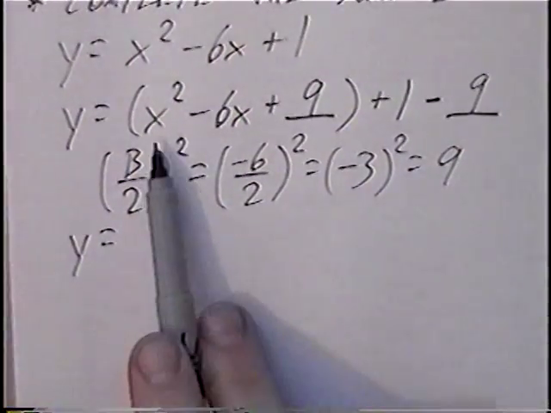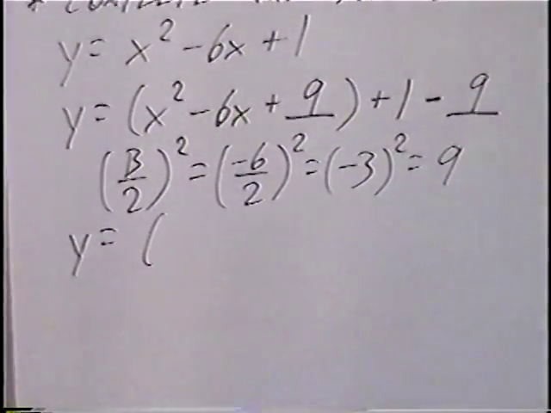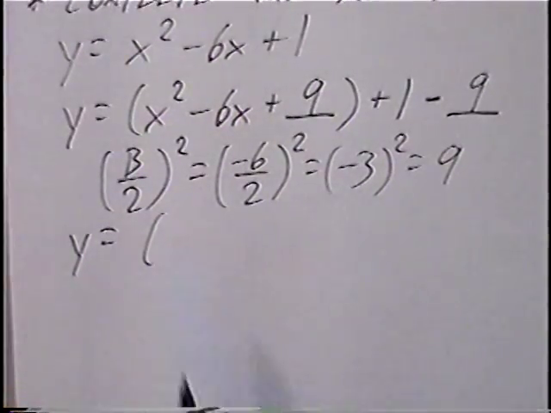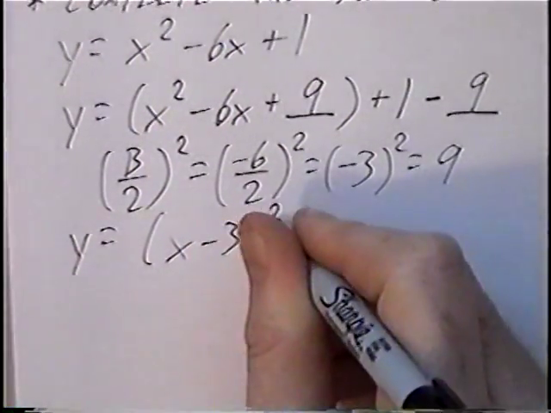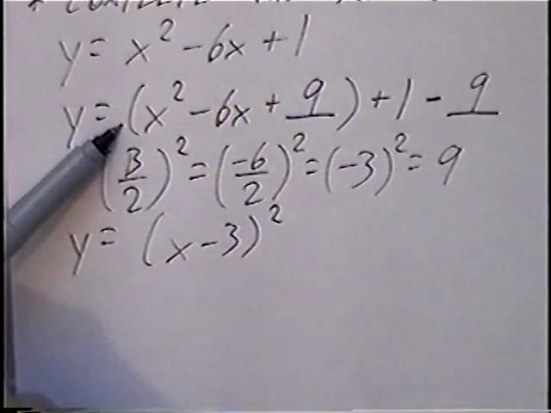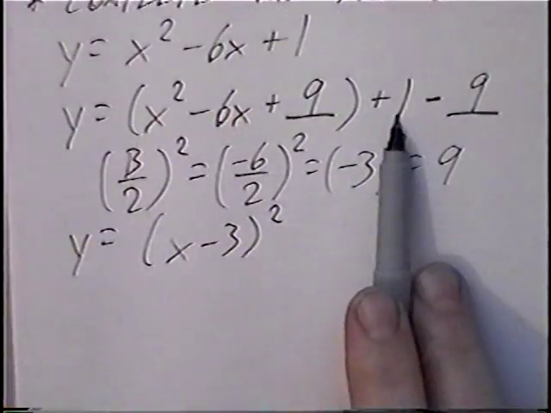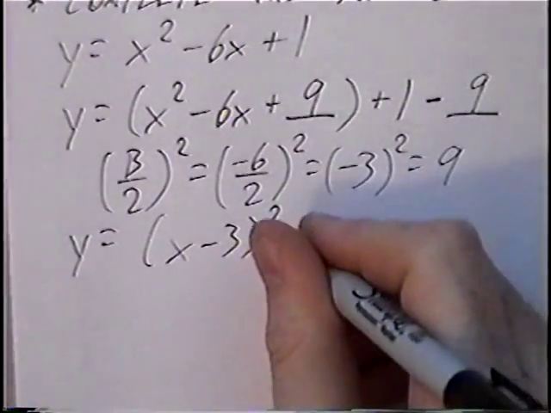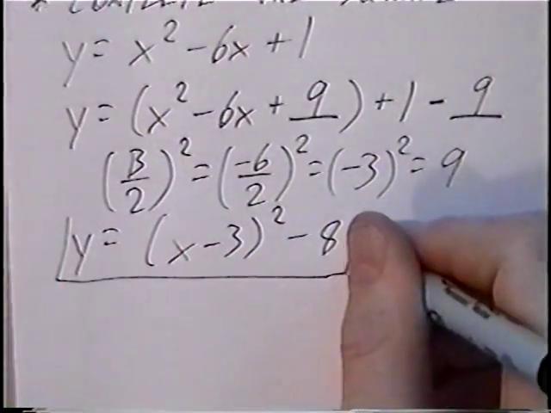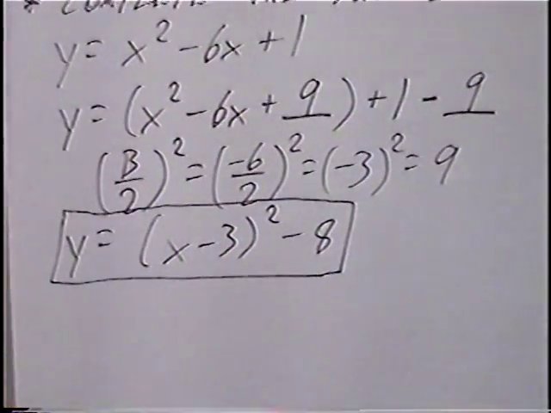Factoring from here, we have x squared minus 6x plus 9. You can use the diamond method to factor, or if you remember the shortcut for completing the square, the number inside the parentheses will be the same number inside our factored parentheses, which is minus 3. So (x minus 3) squared is the factored form of x squared minus 6x plus 9. Outside the parentheses, we'll have a plus 1 minus 9, which if you simplify is negative 8. So our final answer in vertex form: y equals (x minus 3) squared minus 8.